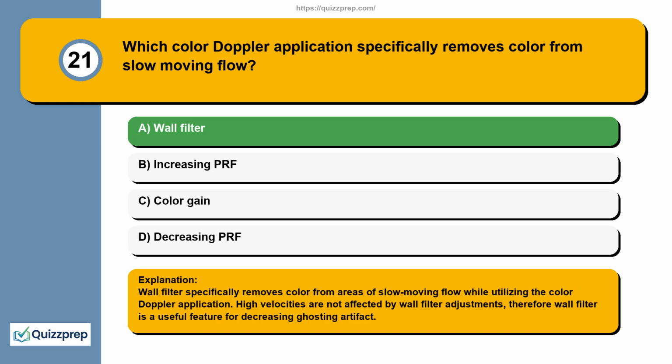Wall filter specifically removes color from areas of slow-moving flow while utilizing the color Doppler application. High velocities are not affected by wall filter adjustments, therefore wall filter is a useful feature for decreasing ghosting artifact.